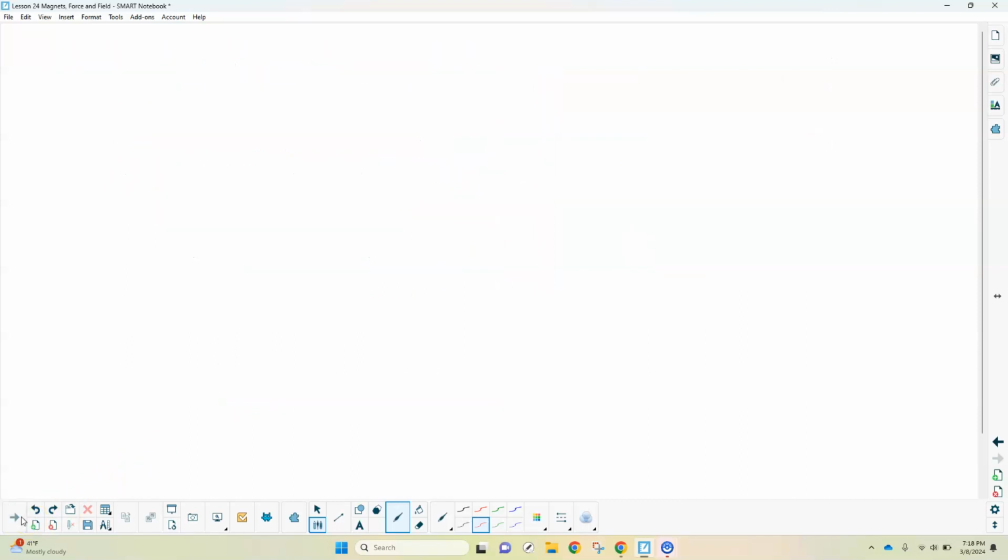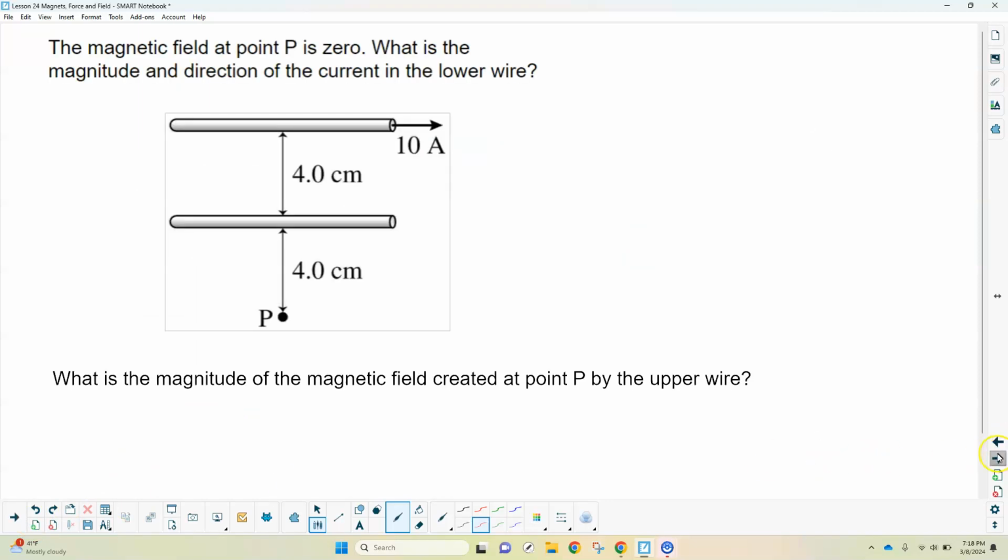I think this is our last one. So our last one here, just working with this equation again, it says the magnetic field at point P is 0. So we have 0 here. And we want to know what is the magnitude and direction of the current in the lower wire. So we're going to measure the magnetic field at this point, and we're going to figure out how much current has to go through this lower wire.